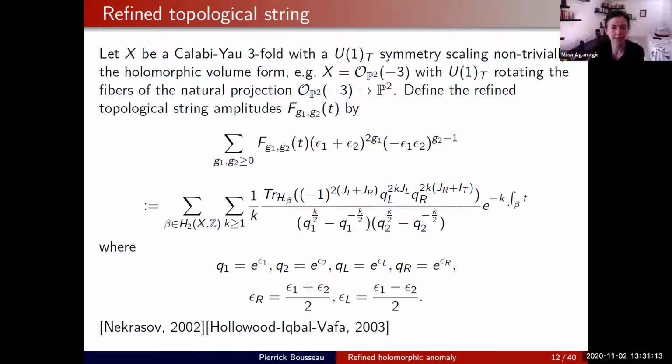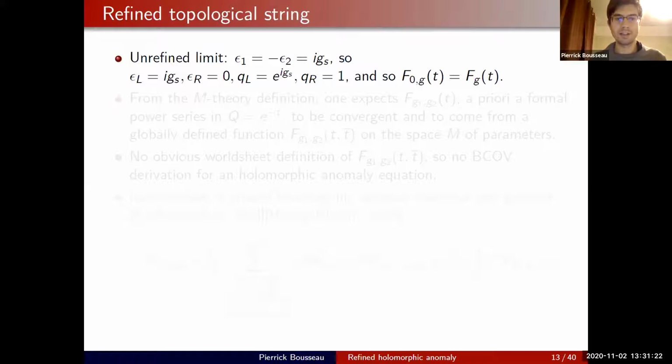Okay, and in particular, at the topological string point, you just set G1 to 0 everywhere, right? Yeah, I just say that the ordinary topological string is like epsilon1 equal minus epsilon2, which is like setting G1 equal to 0.